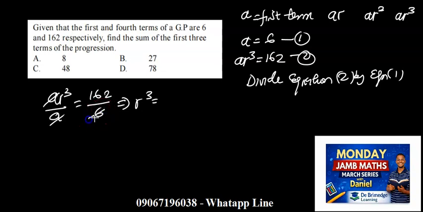So 2 here will give me 3. 2 into 16 is 8. 2 into 2 is 1. So that's going to give me 81 over 3. If I divide further, this will give me 27.